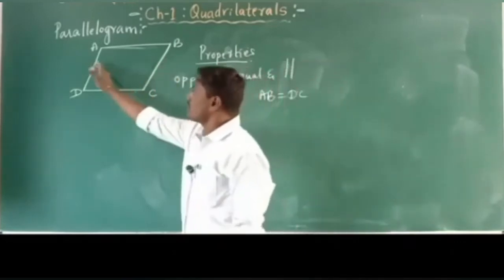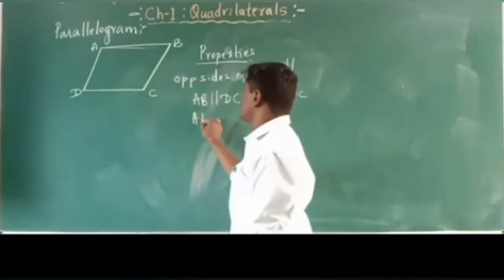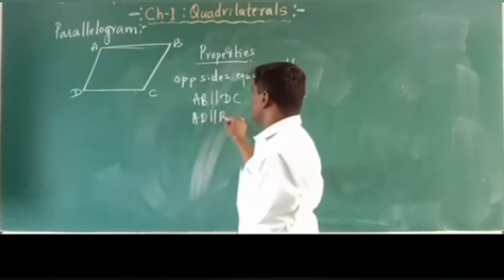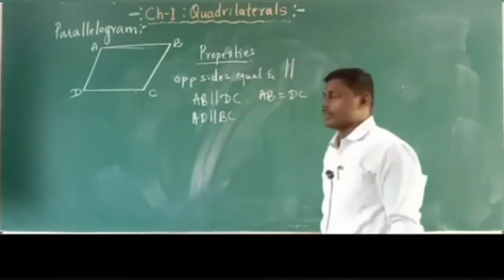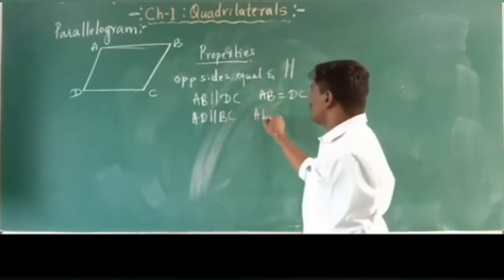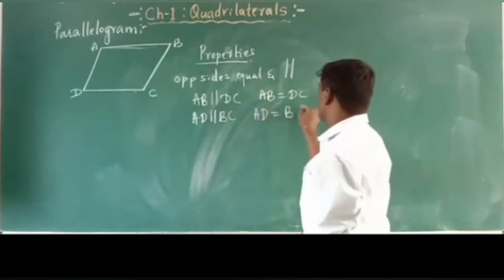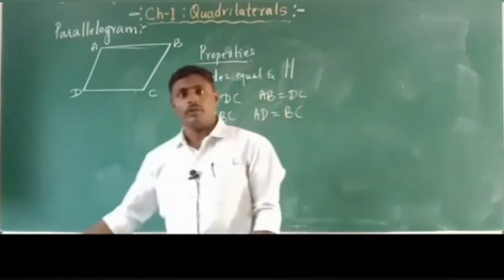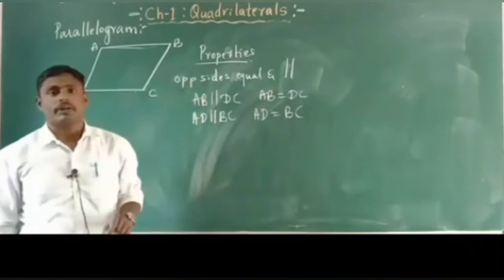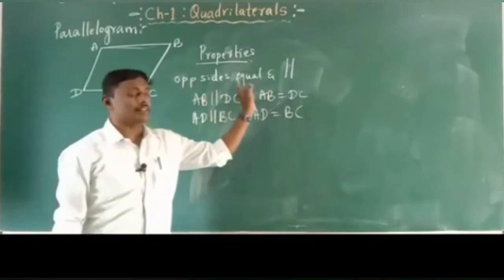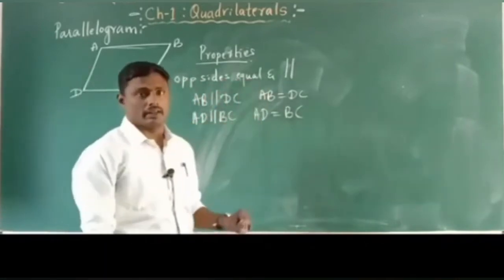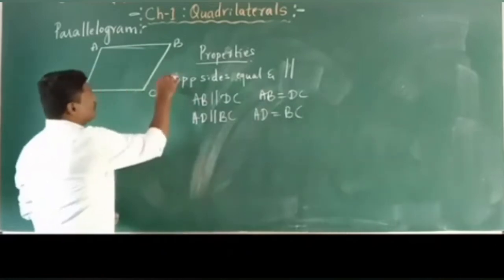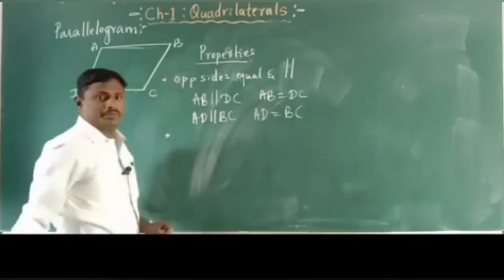One more pair is there here. AD is parallel to BC, and the length of AD is exactly equal to the length of BC. So this is the first property: opposite sides are equal and parallel. Okay, let's come to the second property.